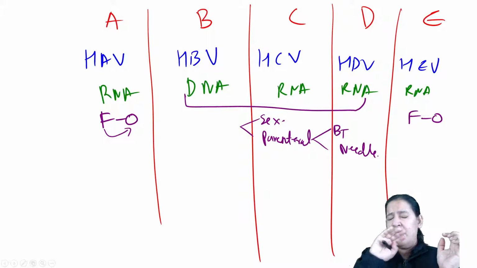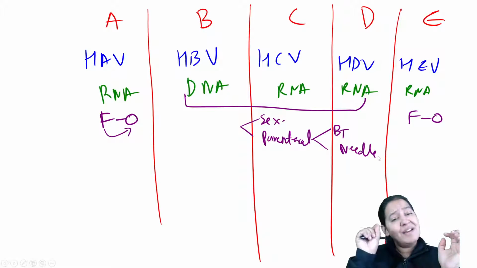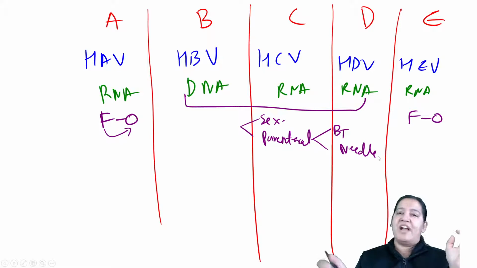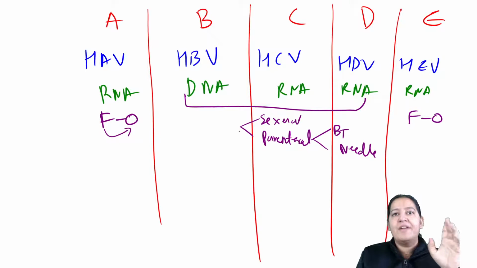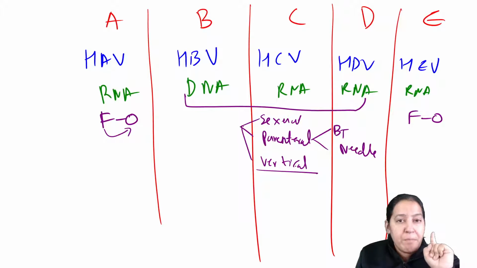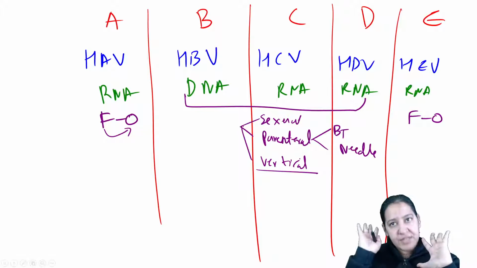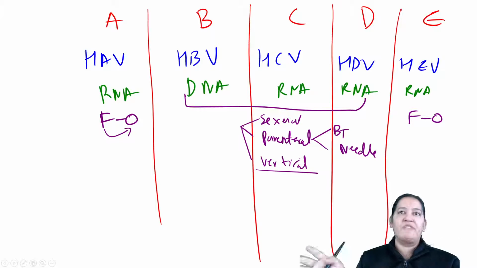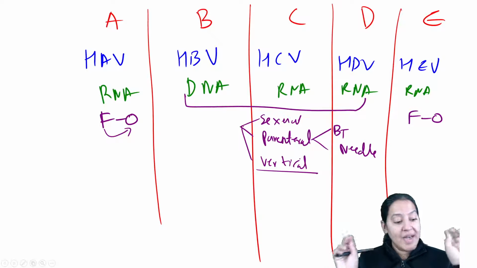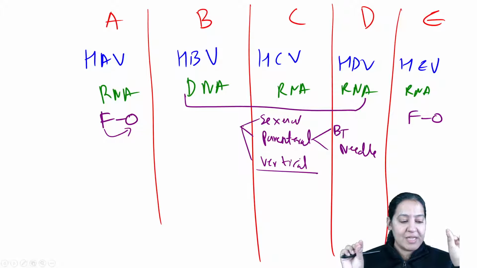So this is the needle stick injury, which transmits the infection either by sexual, parenteral or vertical route. By vertical, I mean placenta. It can transmit from mother to fetus via the placenta. So these are the 3 routes for BCD. It is not fecal-oral.